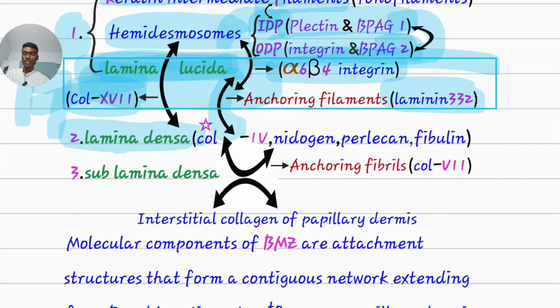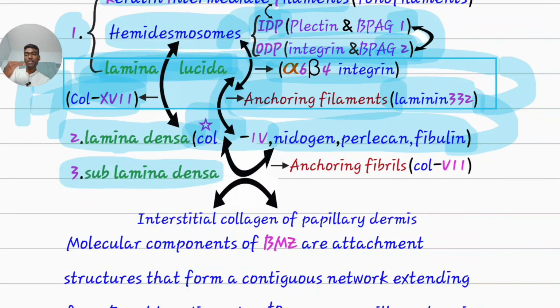What are the components of lamina densa? Collagen 4 is the main component, that's why I have star marked. And then anchoring filament, it is contributing to lamina lucida also and lamina densa also. Next, stabilizing structures like nidogen, perlecan, fibrillin also.